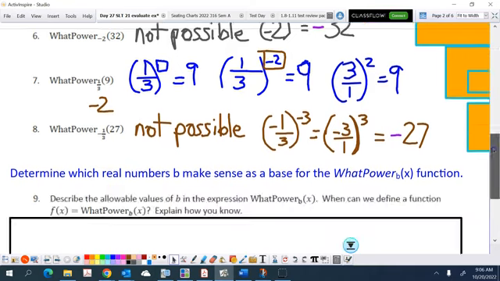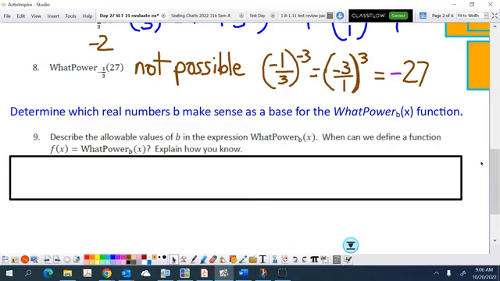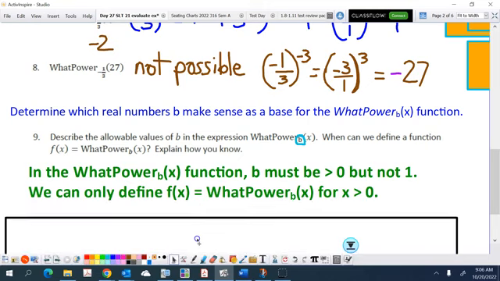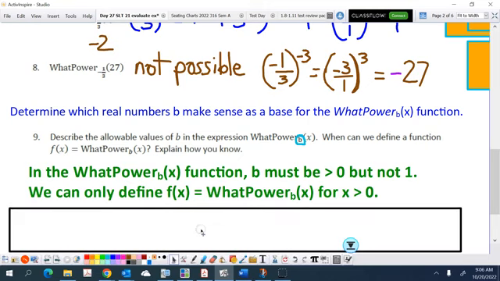So what do we talk about in terms of allowable bases? This little number b, what is possible and what is not? Please write this down at the bottom of page 2 in your packet. In the what power b gives an answer of x function, b must be greater than 0, but not 1.